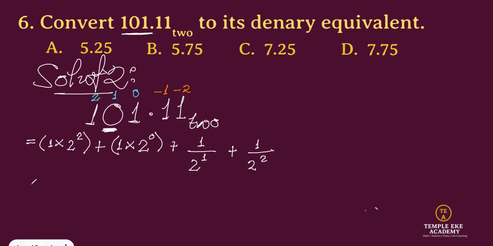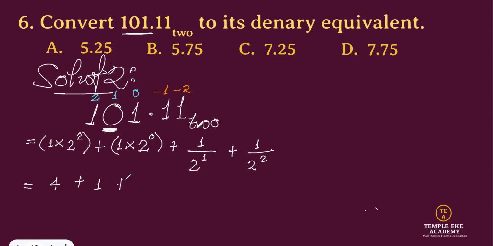And by evaluating each unit here, starting from the power area, 2 to the power 2 gives 4, to multiply itself twice. 4 times 1 gives 4. Now plus, next, 2 to the power 0. Any number to the power 0 equals 1 according to the law of indices. 1 multiplied by 1 gives us 1.